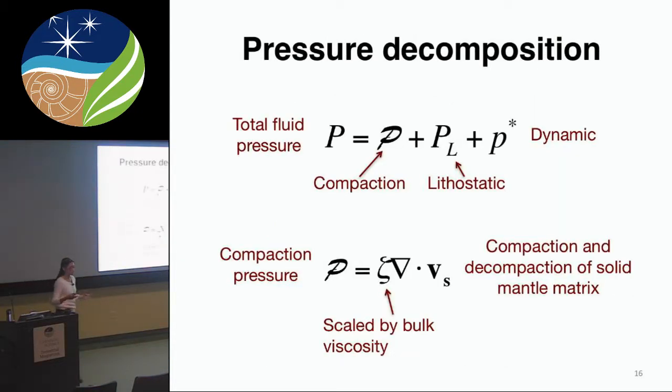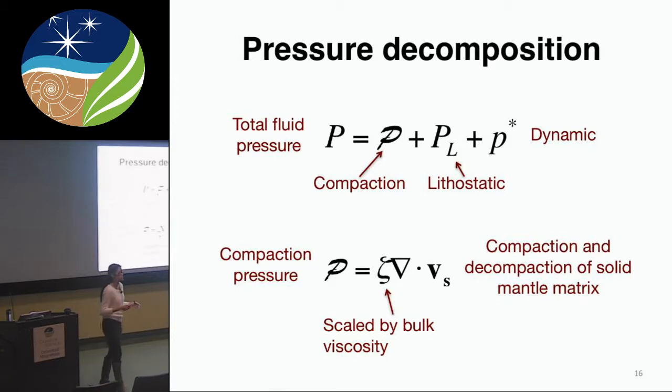So now that we know melt moves, we have to figure out why it moves. These two-phase flow equations are very complicated, and to try to understand how melt actually moves, we need to figure out what the pressure gradients are that make it move. So what we try to do is a pressure decomposition, where this is the total fluid pressure, and it's decomposed into the compaction pressure, the lithostatic pressure, and the dynamic pressure.